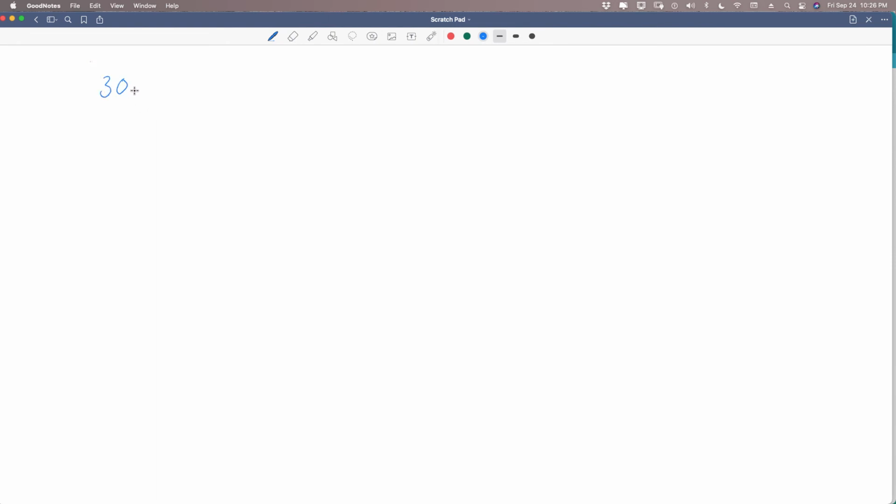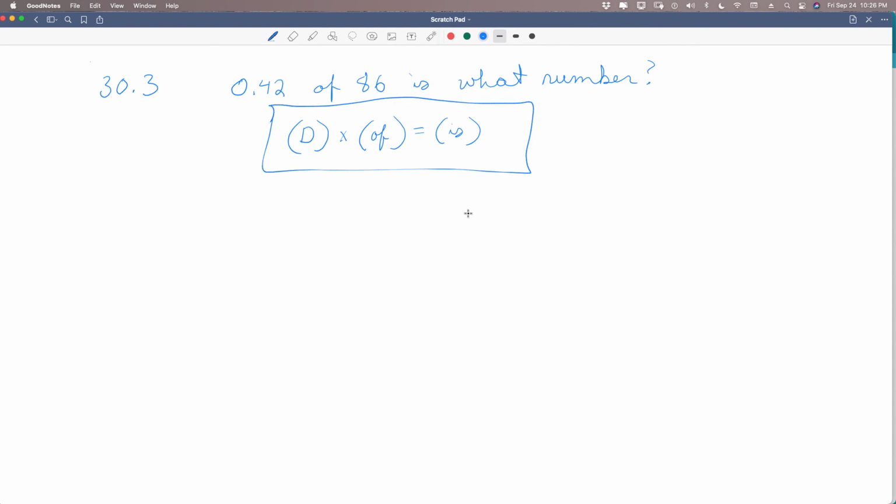30.3. 0.42 of 86 is what number? Now, if you're writing all of these down, then you're going to get this formula. Decimal times of equals the is. Okay? In fact, I would make sure you write that down because you're going to need it later. It's going to be in your homework. I guarantee it. I've seen your homework. So we put this in for the decimal, 0.42. And of, we multiply the of. So that's going to be times 86. Equals, we don't know what that number is, so that's our x.